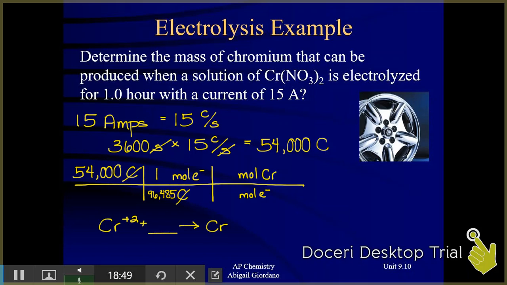Let's fill in the blank. What's going to go there? To balance this half reaction out, 2 electrons. For every 1 mole of chromium created, 2 moles of electrons will be pushed through the wire. And now moles of electrons will cancel out. Can you see now how I'm going to get to grams of chromium? Now it's just the molar mass off the periodic table.